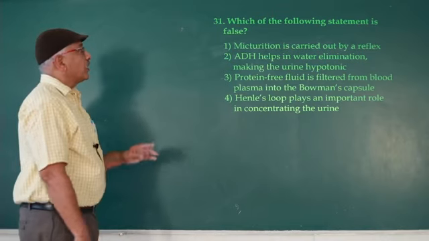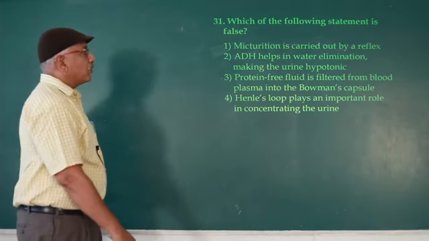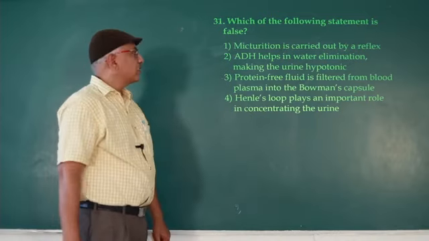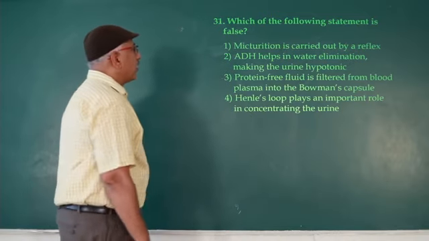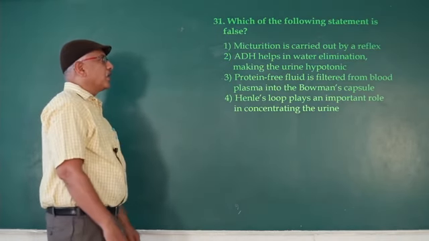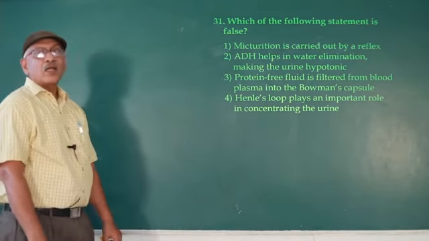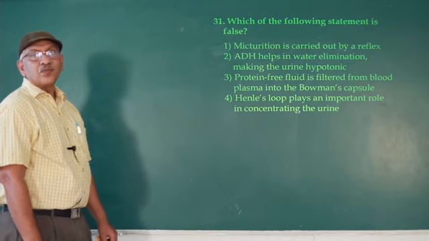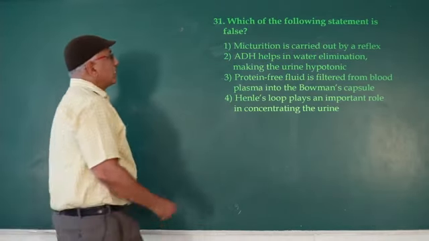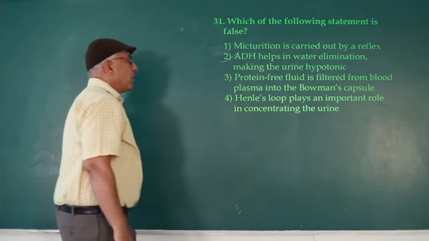Which of the following statements is false? Micturition is carried out by a reflex. Micturition reflex, correct. Antidiuretic hormone helps in water elimination, making the urine hypotonic. Wrong. It causes water reabsorption and formation of hypertonic urine. So that statement is wrong.